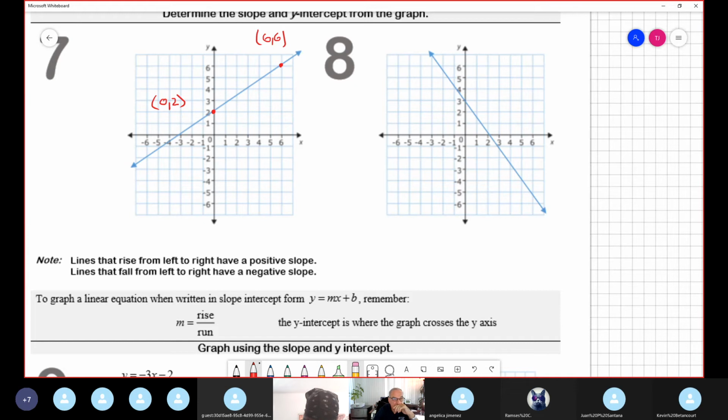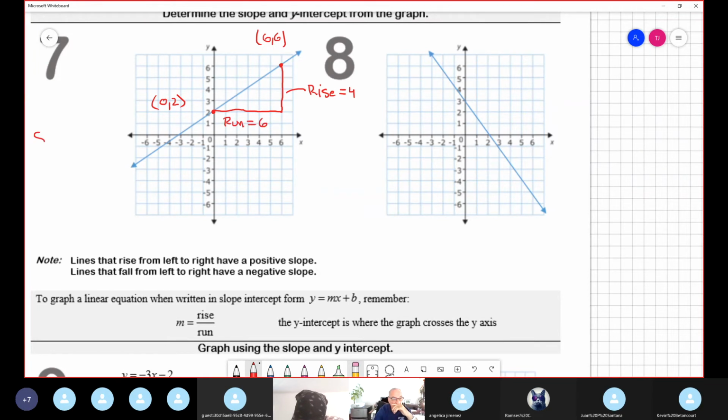The slope is the division of this segment, which is the rise. Let me see. 1, 2, 3, 4. Rise is 4. And run is that segment, which is obviously 6, no? 1, 2, 3, 4, 5, and 6. Now the run is 6.